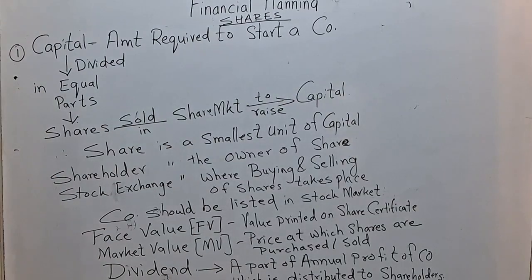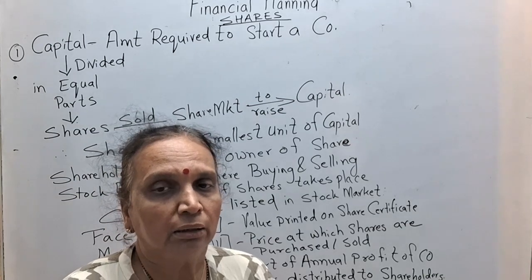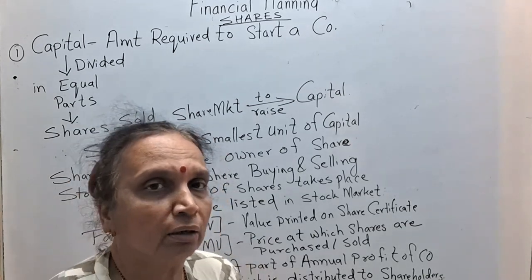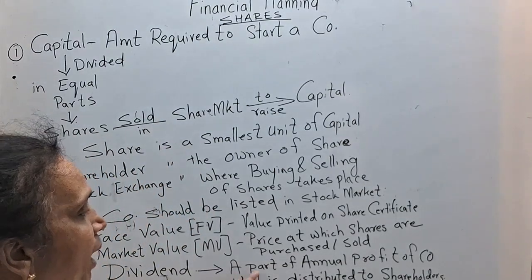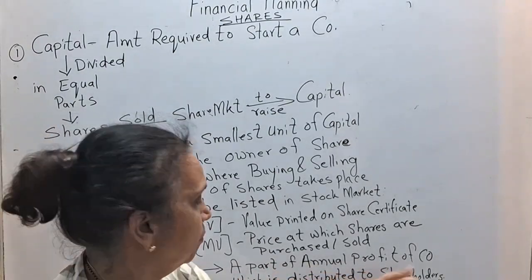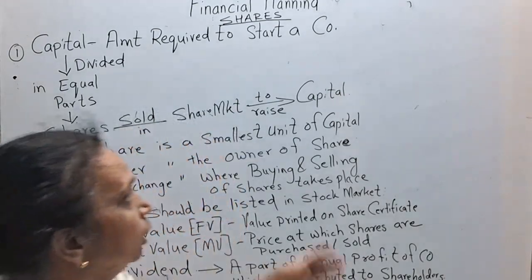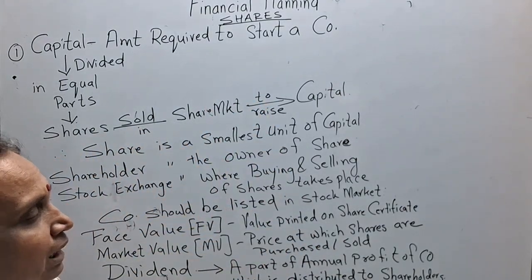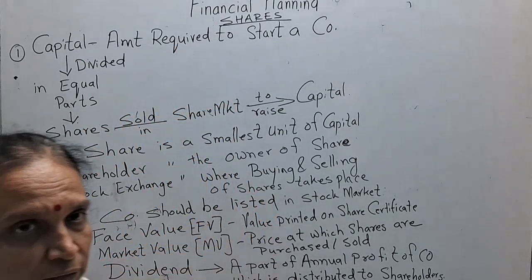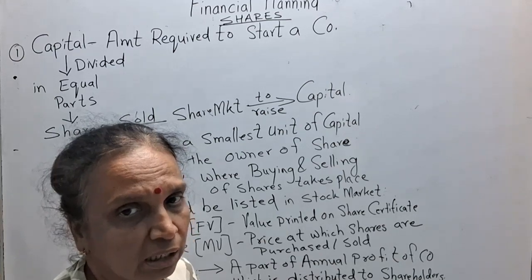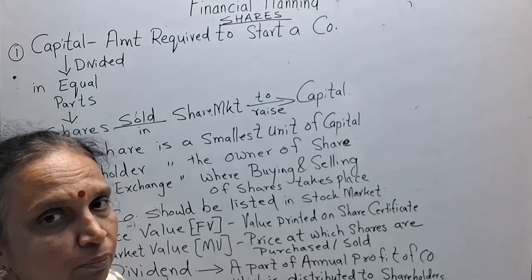And then what is a dividend? Dividend is nothing but when the company makes a profit, some part of the profit the company gives to the shareholders, so a part of the annual profit of a company which is distributed to the shareholders. Okay, so this is the actual basic of what is a share and what are the terms involved in this. Okay, now we will be seeing the formulas related to solve the sums.